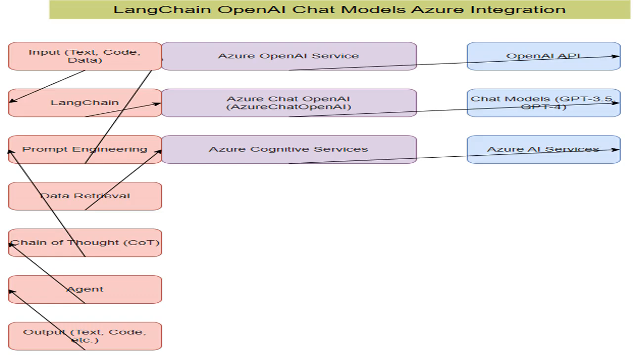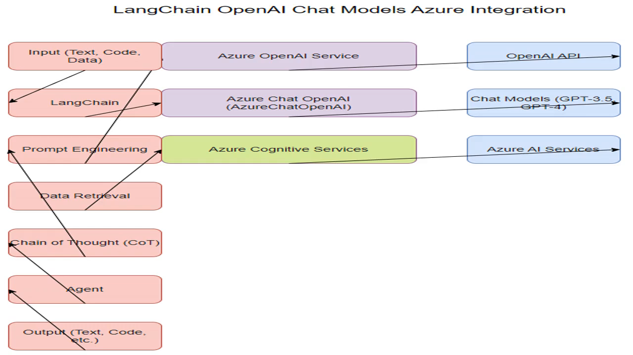LangChain, control flow, Azure Cognitive Services, data flow. Azure Cognitive Services, Azure's suite of AI services for various tasks like natural language processing and computer vision, provides access to AI-powered APIs for retrieving and processing data. Data retrieval, data flow, Azure AI services, data flow. Azure AI services, Azure's broader set of AI services, encompassing machine learning, cognitive services, and more, provides a platform for building and deploying advanced AI solutions.